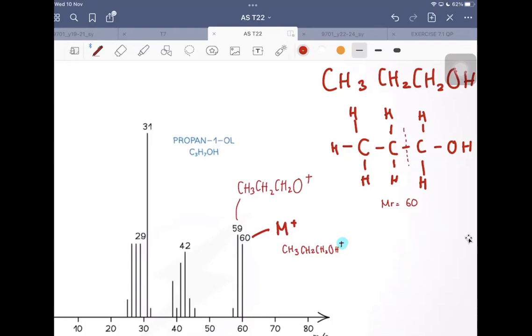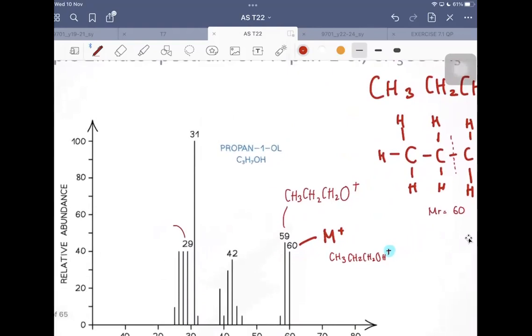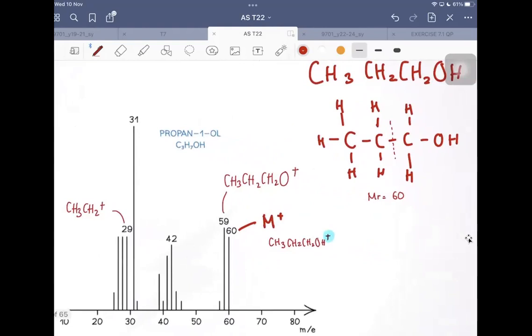Okay, so if we take CH3CH2+, that would be 12 times 2, 24, plus 5, 29. So the signal at 29 is produced by CH3CH2+. Everyone agree with that? Next is CH2OH. So that's 12 plus 16, which is 28, plus 3 hydrogen, 31. So that is caused by CH2OH+. I like to write the plus near the bond that is being broken.